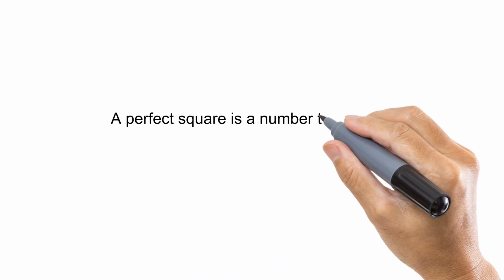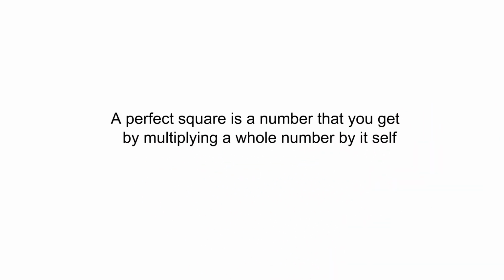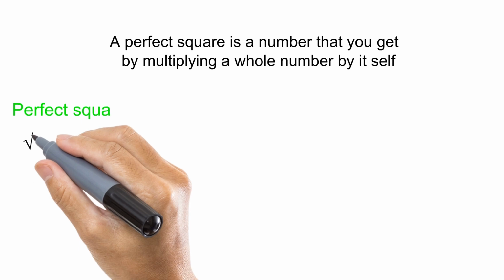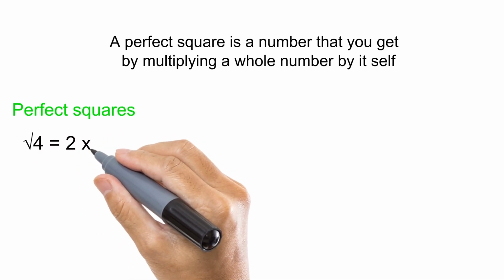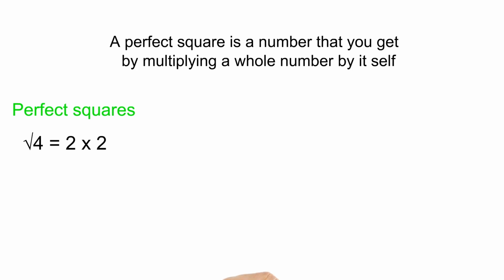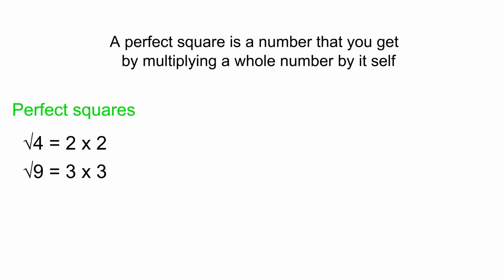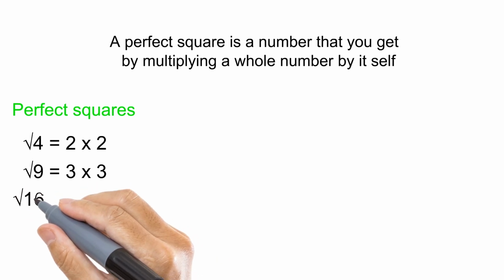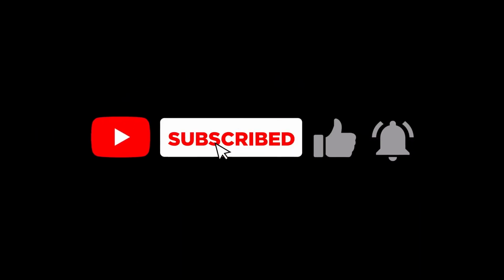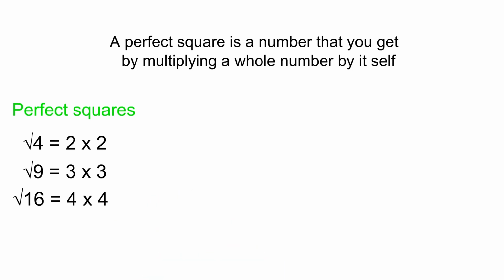A perfect square is a number that you get by multiplying a whole number by itself. For example, 4 is a perfect square because 2 multiplied by 2 equals 4. 9 is a perfect square because 3 multiplied by 3 equals 9. 16 is a perfect square because 4 multiplied by 4 equals 16.